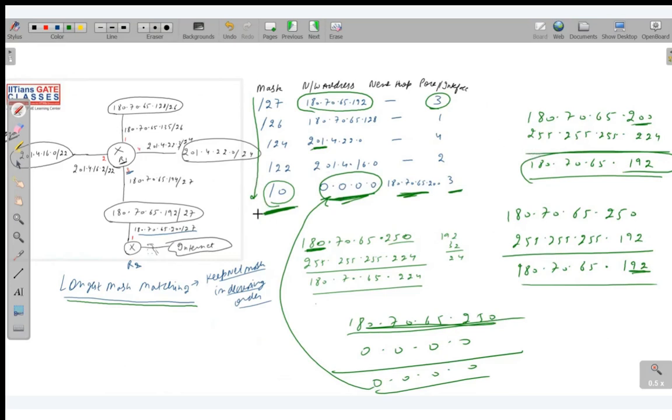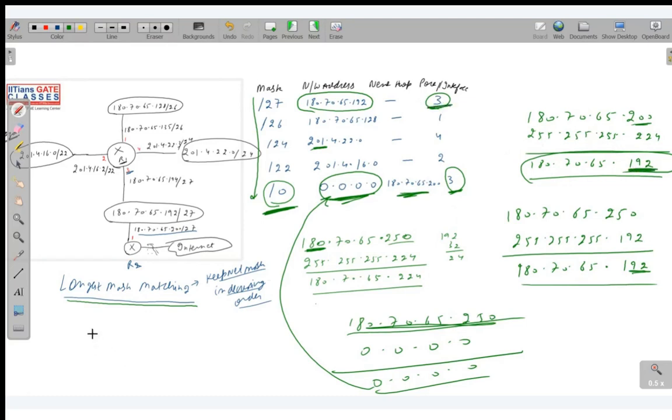But if you keep it in reverse order, actually here there will be no problem because it is port number 3 only. Let me take this 180.70.65.200 which you took just now. I just want to give you more clarity, so I will take one more example. Here also the packet will be forwarded with port number 3 only, so there is no doubt here.